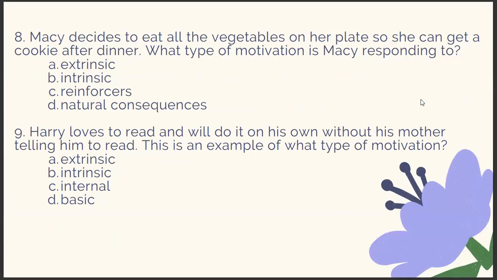Number 8, Macy decides to eat all the vegetables on her plate so she can get a cookie after dinner. What type of motivation is Macy responding to? A, extrinsic. There's a reward that she's going to give herself for eating all her vegetables. Number 9, Harry loves to read and will do it on his own without his mother telling him to read. This is an example of what type of motivation? B, intrinsic. He likes to read simply because he enjoys reading.